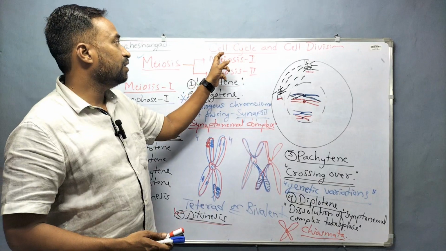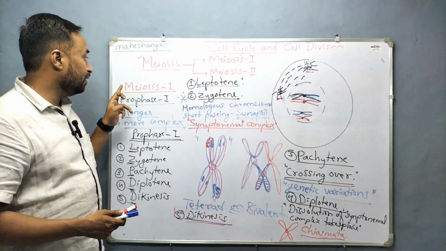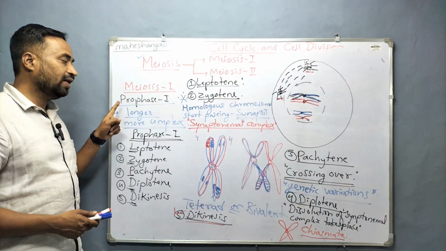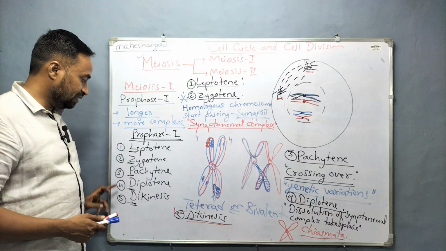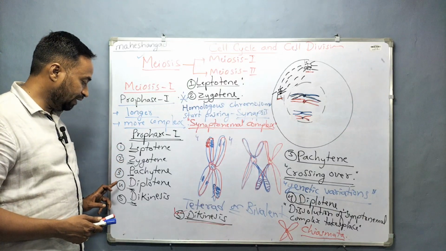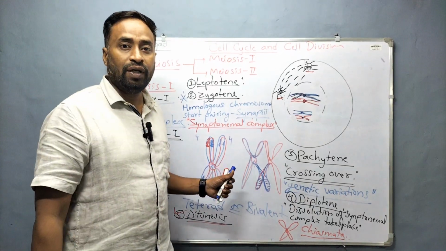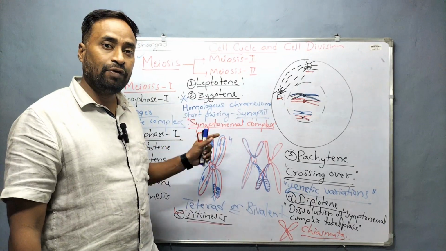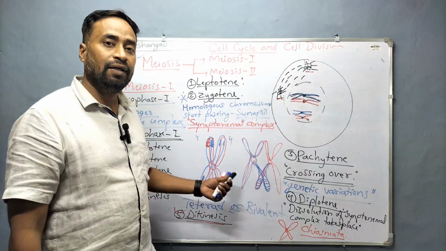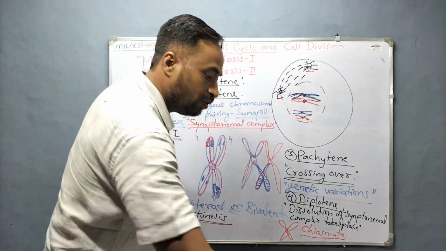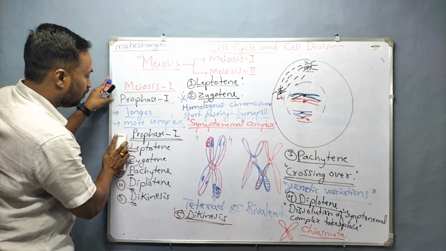We are discussing the chapter cell cycle and cell division. In the last video, we discussed meiosis 1, particularly prophase 1, which has 5 subphases: leptotene, zygotene, pachytene, diplotene and diakinesis. I hope you have seen that video. If you have not, visit that video first, then come back to this video. Here we are going to talk about metaphase 1 and the next stages of meiosis.